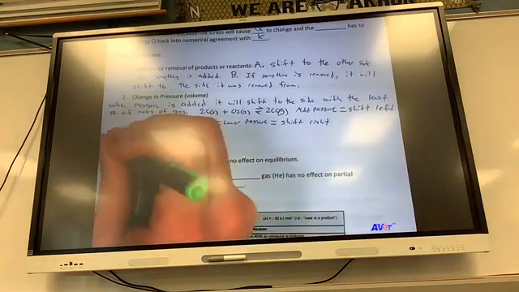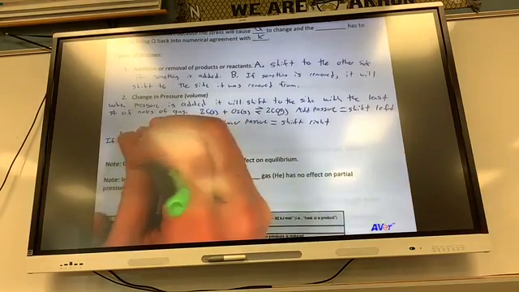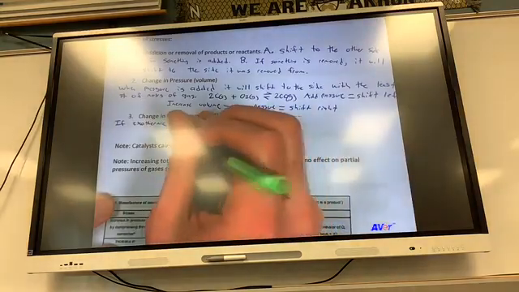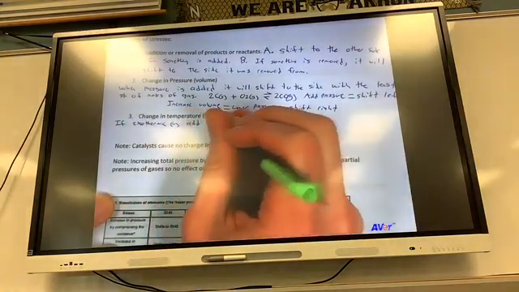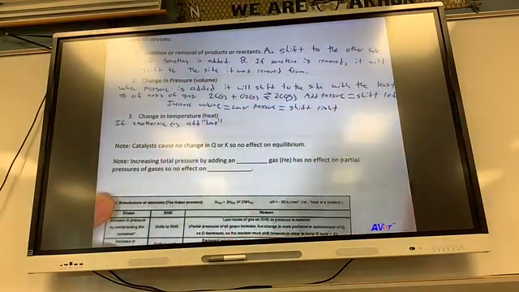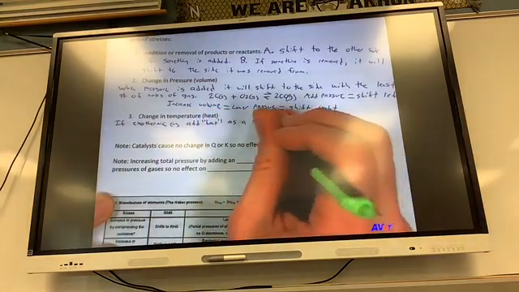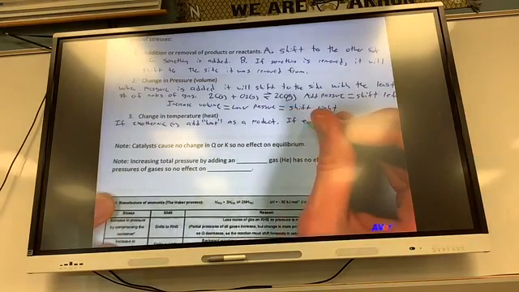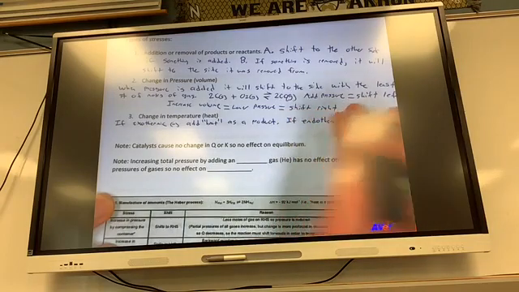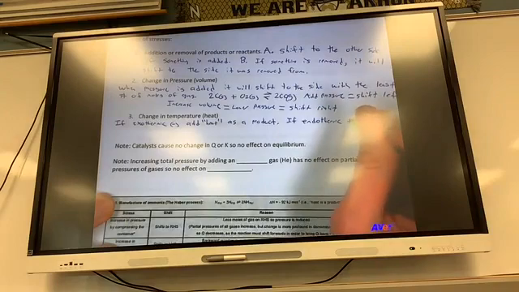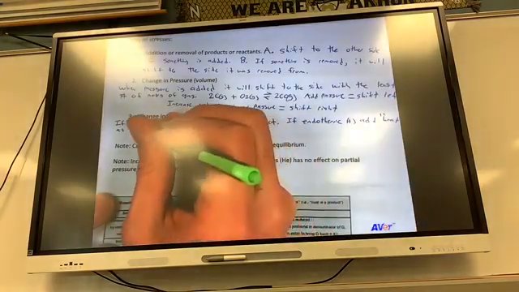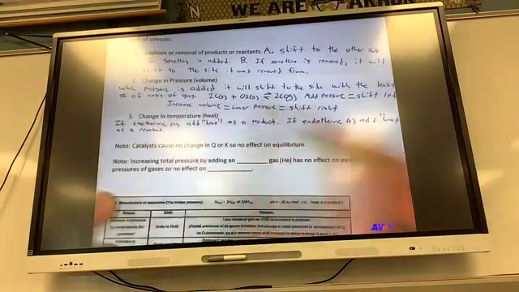So, if exothermic, what is the sign for an exothermic reaction? Negative. Add heat, put heat in quotations because you're literally going to write the word heat as a product. Add heat as a product. If endothermic, what is the sign for endothermic? Positive. If it's endothermic, we're going to add heat, put that in quotes, as a reactant. Add heat as a reactant.